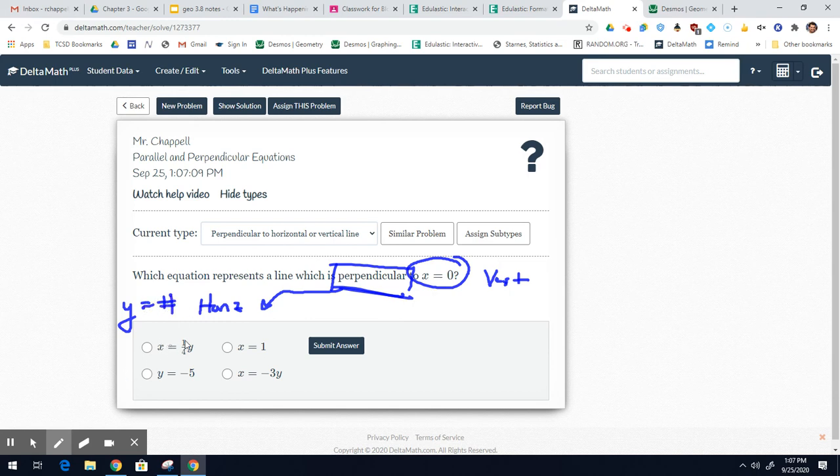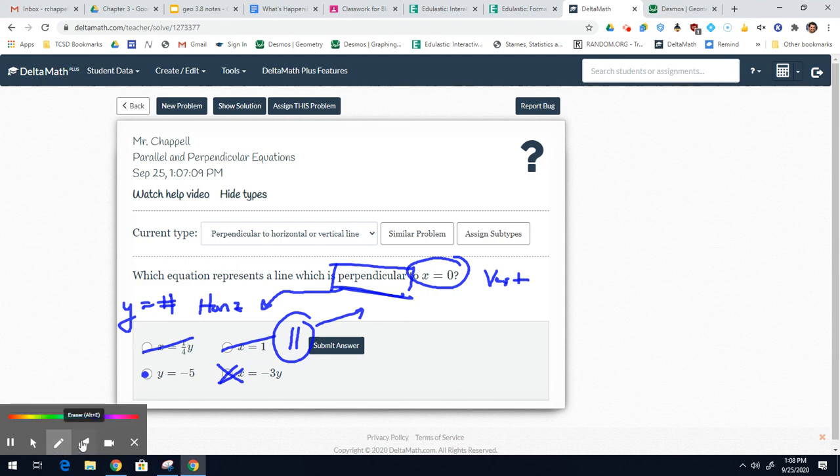So it's not going to be this one because there's x and y. It's not this one because that's x equals. This one would actually be parallel to that line. So if it was a parallel question, it'd be this one. Here's my choice. Y equals -5. There's no x. It's not that one because there's x and y. So my choice is y equals -5, the equation of a horizontal line.